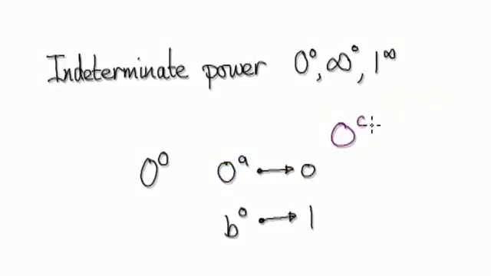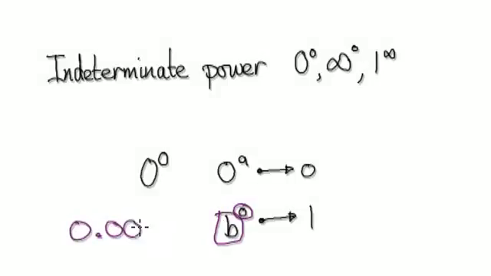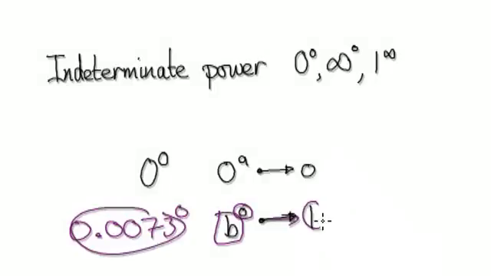If you have 0 to the power of 0.00732, whatever, this thing here is heading towards 0. But then if you have a number here and then to the power of 0, let's say 0.0073 to the power of 0, then anything to the power of 0 will head towards 1.